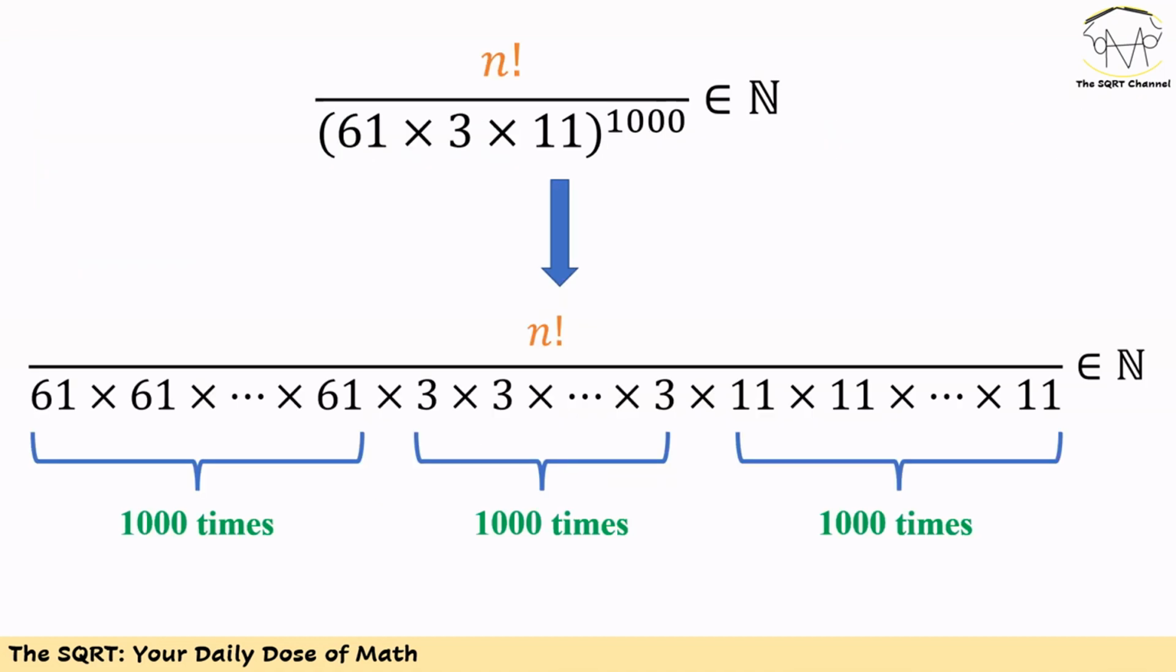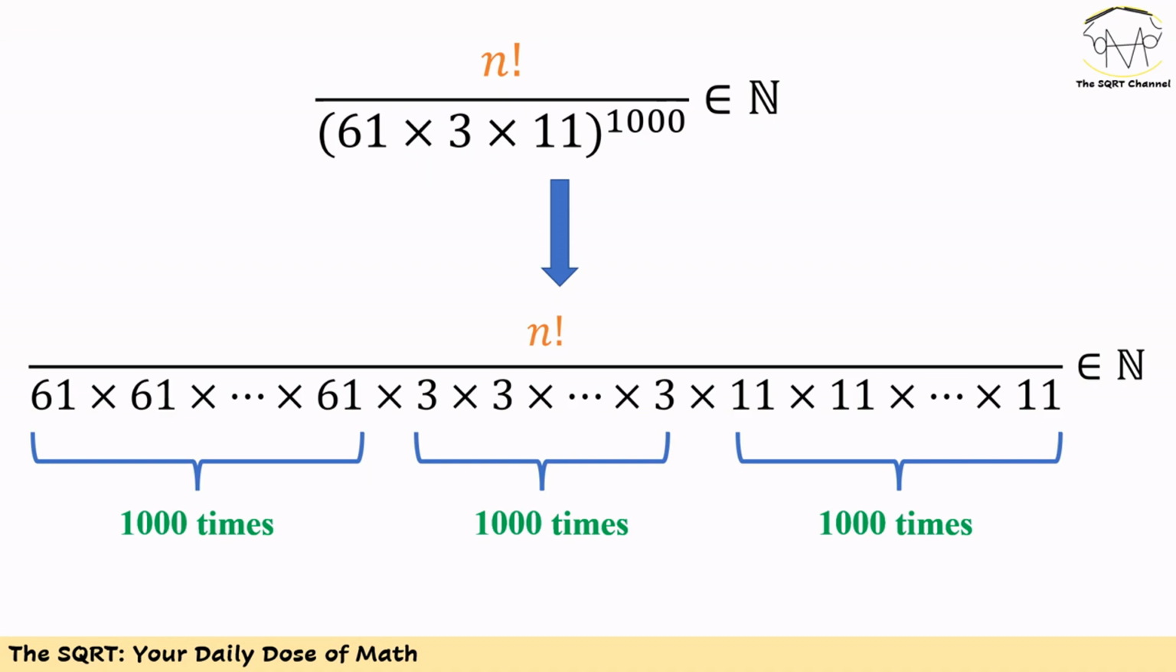61 to the power of 1000 is actually 1000 times if we multiply 61 to itself. The same thing we can say about 3 and 11. So n factorial should have all these numbers to be able to have the whole expression as an integer. Now we are going to show that there is no need to have n factorial over this whole expression to be an integer. We just need to have n factorial over 61 to the power of 1000 be an integer.